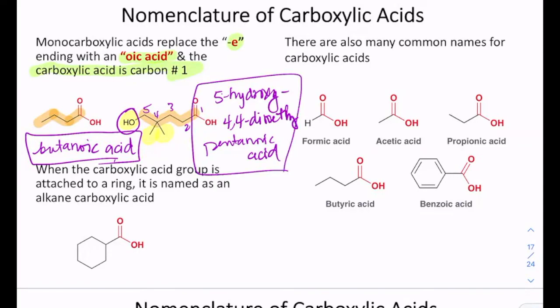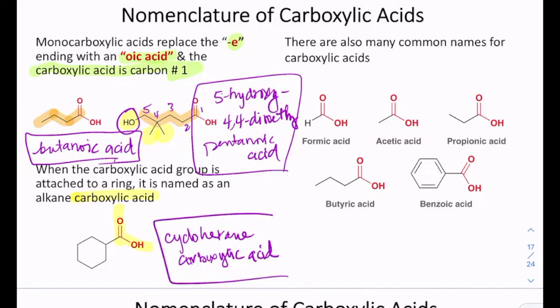Now, if our carboxylic acid is a substituent off of something else, like this is cyclohexane, carboxylic acid is going to be the substituent. So we're going to name this one right here, cyclohexanecarboxylic acid. Shown here also is common names for carboxylic acid. So we have formic acid, acetic acid, propionic acid, butyric acid, and benzoic acid.